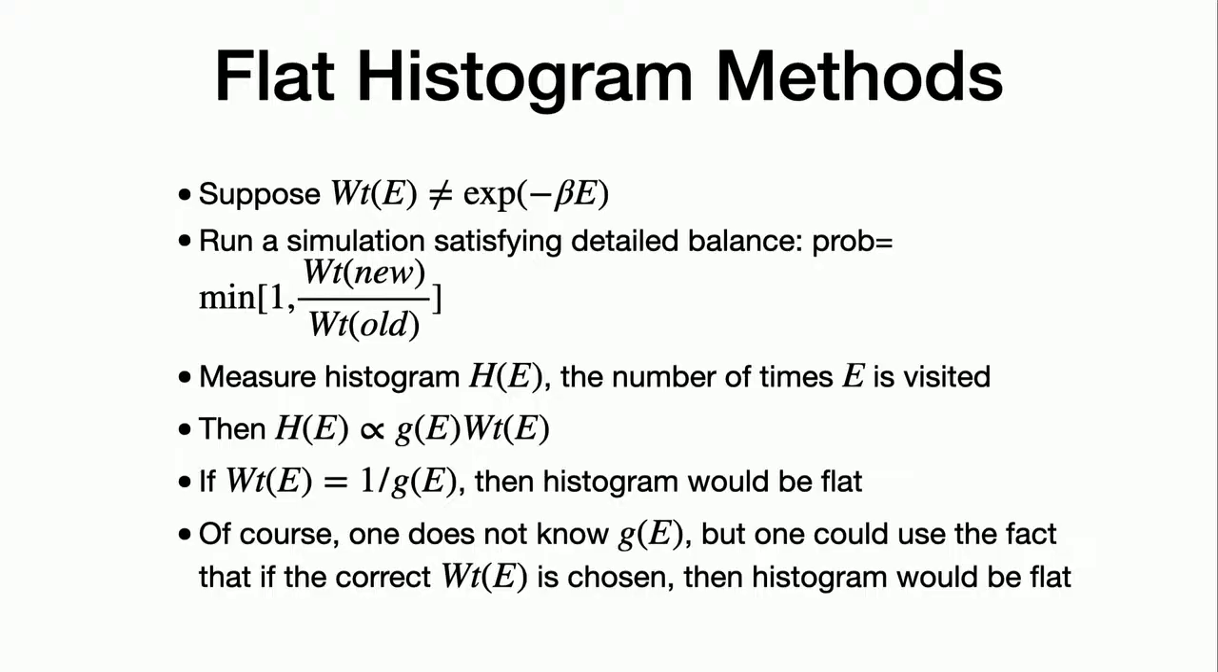You run a simulation like this. After some time, it goes through various energy values. Every time it goes to energy E, you update a histogram by 1. So you maintain how many times you have visited energy E, and I'll call this histogram H of E. Now, given the weight of a configuration, what is the histogram going to be? If the density of states is G of E, then the histogram will be proportional to the number of configurations of energy E times the weight of each configuration. Therefore, it should be proportional to this quantity.